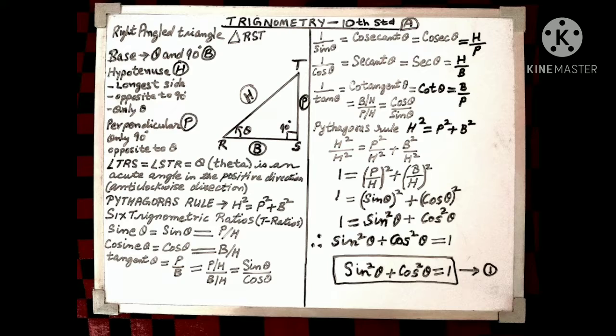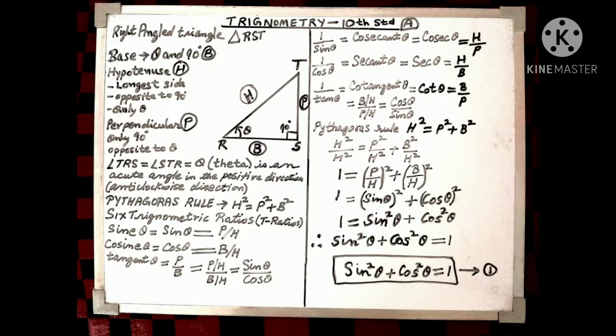For this, the first thing we have to remember is the Pythagoras theorem, h square is equal to p square plus b square. Now we divide by h square throughout. So we get h square by h square, p square by h square plus b square by h square. So 1 is equal to p by h whole square plus b by h whole square. P by h is sin theta and b by h is cos theta. So we write 1 is equal to sin theta square plus cos theta square.